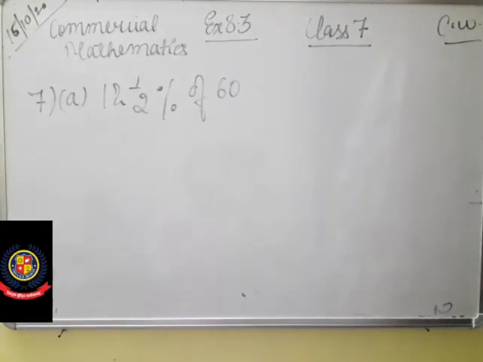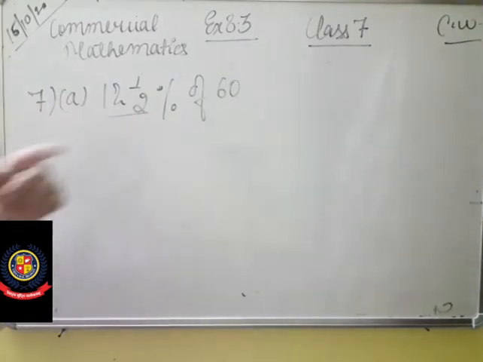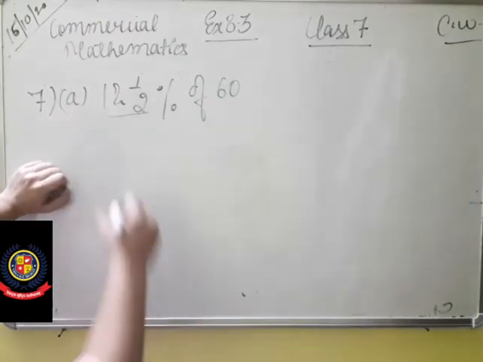So now students, question number 7, A part. The question number 7 is saying that you have to find 12 1 by 2% of 60. So now students, this is your mixed fraction. You have to convert it into an improper fraction. So 12 into 2 will give you 24. 24 plus 1 is 25 by 2.